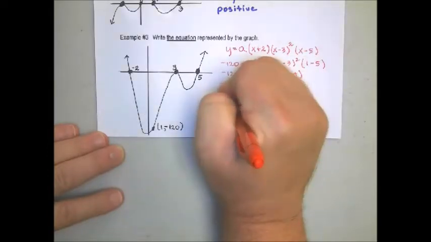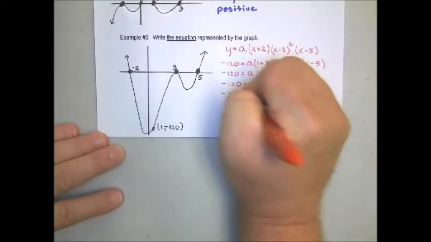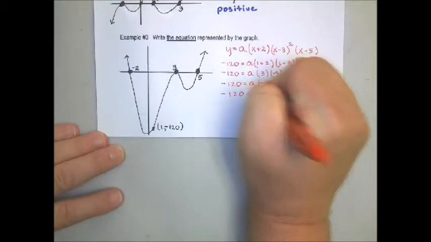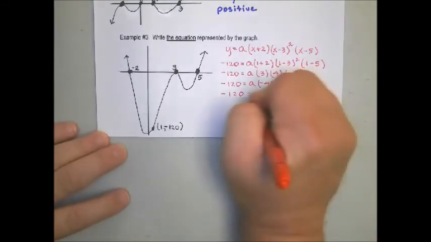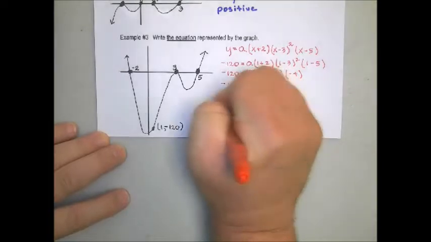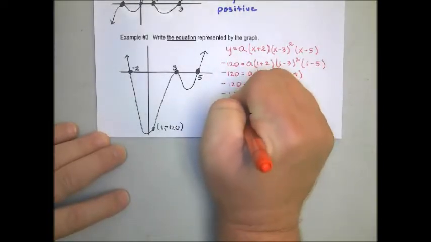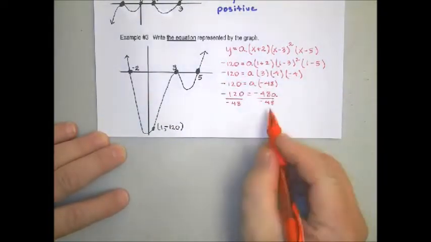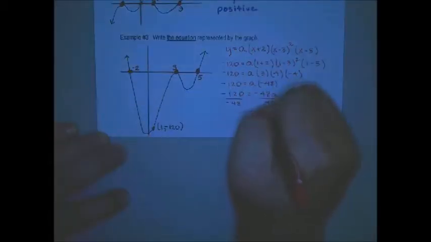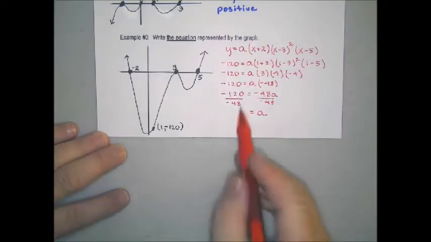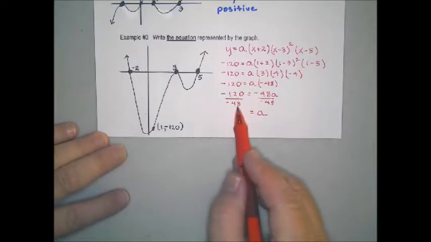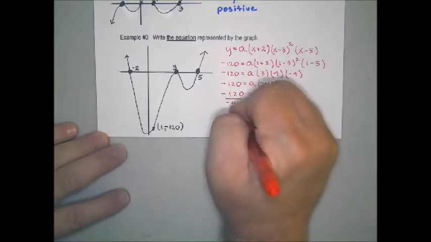So negative 120 equals negative 48a. Now to solve for a, just divide both sides by negative 48. And you get a equals negative 120 over negative 48. When you reduce it, it becomes positive, and it becomes 5 over 2.